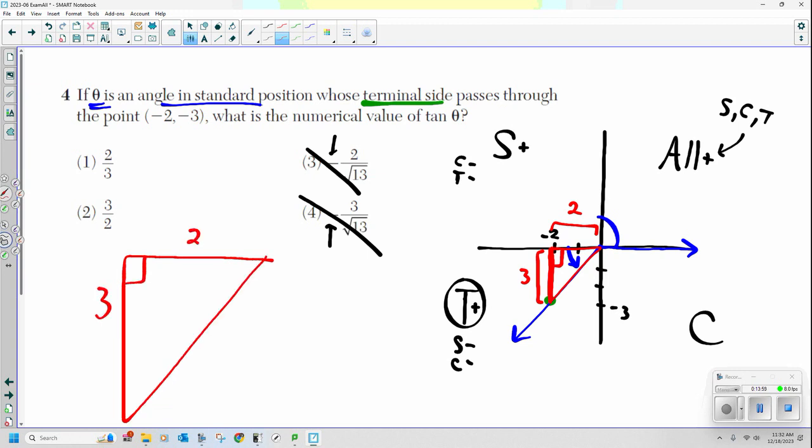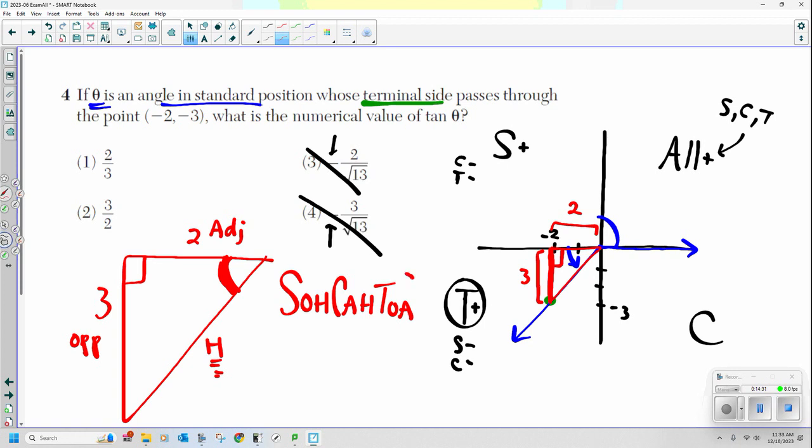I can use the Pythagorean theorem to find out what the hypotenuse is. Because I now have the angle I'm at here, I have the opposite side, I have the adjacent side, and I don't have the hypotenuse. So I could use the Pythagorean theorem. But how come I don't even need to use it? This is such an easy question if you understand trig. Because SOHCAHTOA.